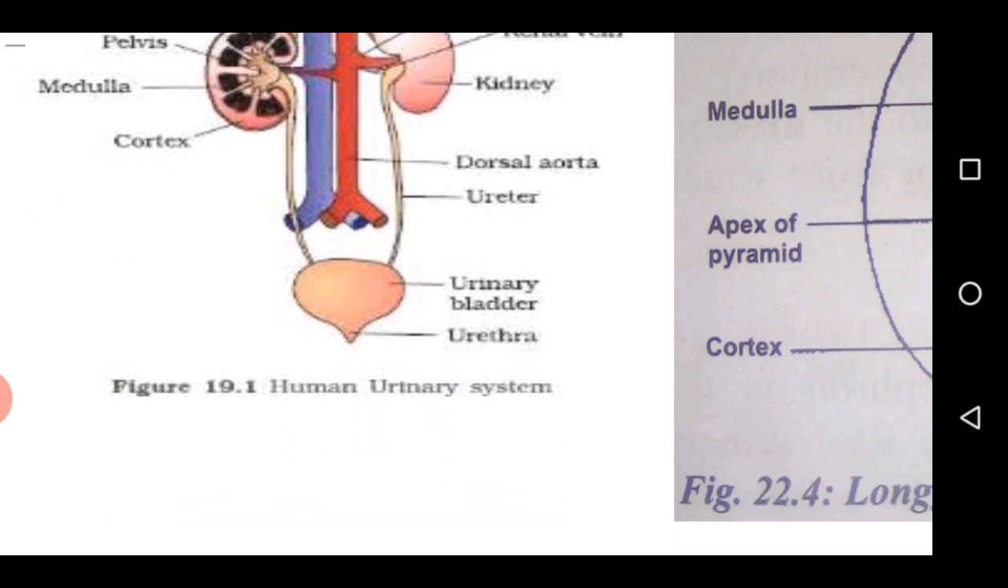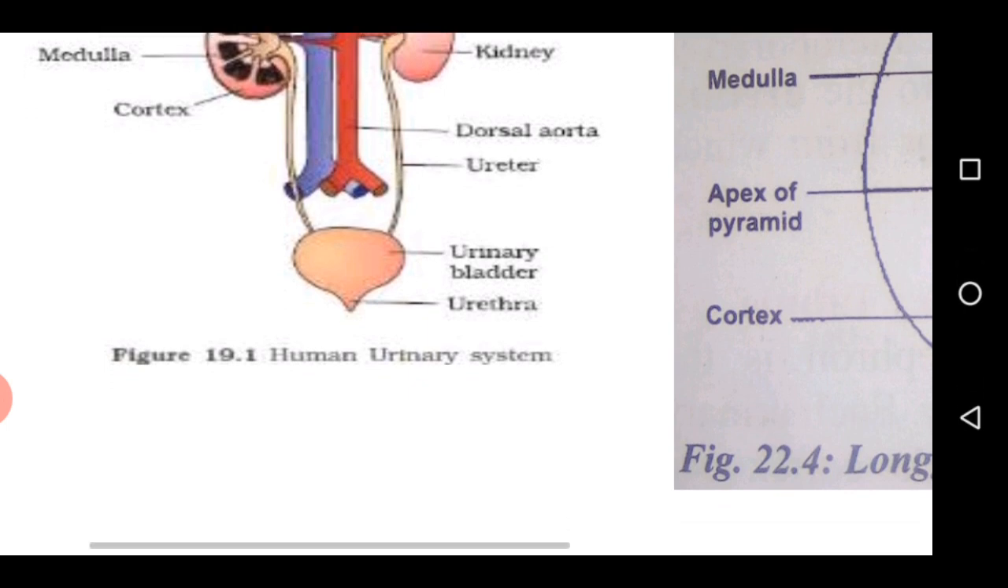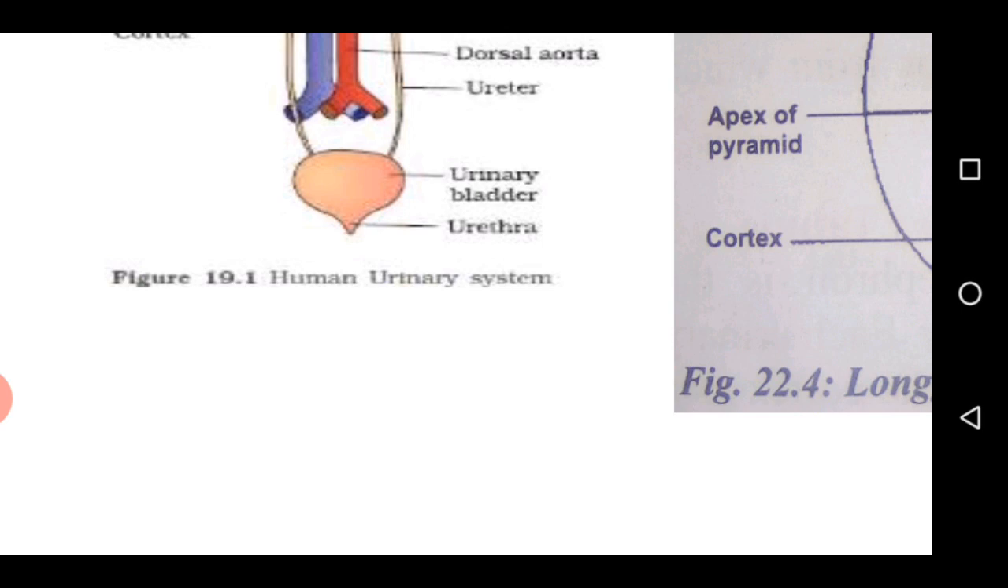Then under that we have a dorsal aorta. That is a big artery that supplies the renal artery. Then we have the ureter. It is a tube that connects the kidney to the bladder. The urinary bladder is a temporary storage organ of urine. So urine coming from the kidney is stored in the urinary bladder temporarily. By the time we need to pass out the urine, it passes through the urethra out of the body.